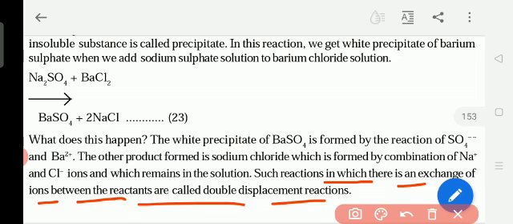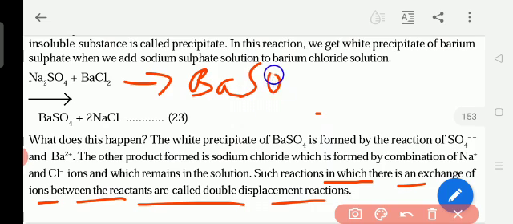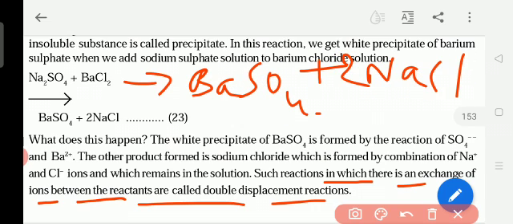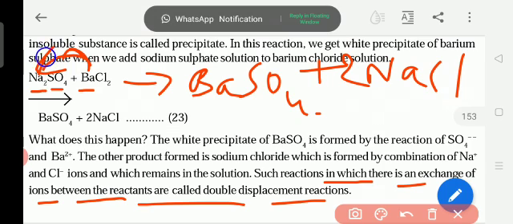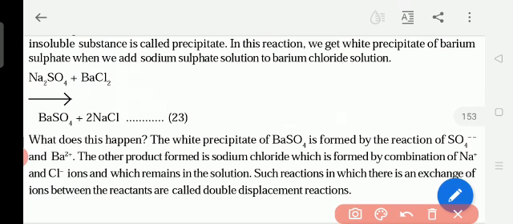In a single displacement reaction, only one element changes place. In a double displacement reaction, two elements are changing place. BaSO4 plus 2NaCl. So here, SO4 is taking the place of Na, Ba is taking the place of Na, and Na is taking the place of Ba. Like that there is an exchange, a double displacement reaction.